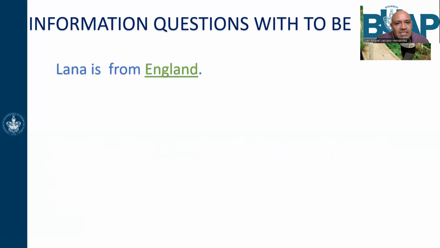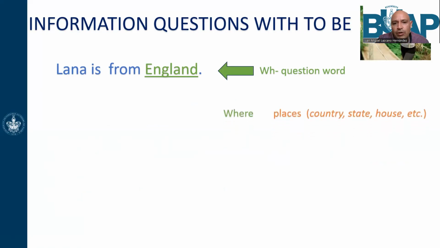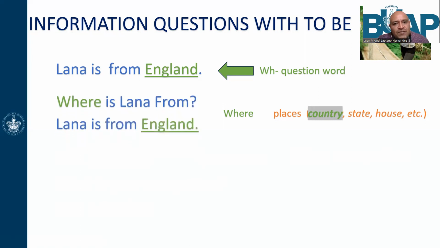Look at the example. Anna is from England. Okay? So the first thing that we have to do is identify the answer. England is the answer. Okay, which question word do we need to ask about England? So in this case, if you remember, we have the word where that refers to country, state, house, etc. In this case, country is the answer because England is a country. So let's construct the question. Where is Lana from? The answer is Lana is from England.